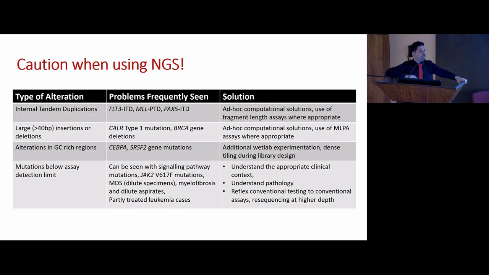GC-rich regions you need to be aware of. Then some mutations are not always, but can be seen below the limit of detection of an assay. This is typical of JAK2. JAK2 mutations can be at 2%, 3%. You will miss them because your assay is typically set up at 3 to 5%.